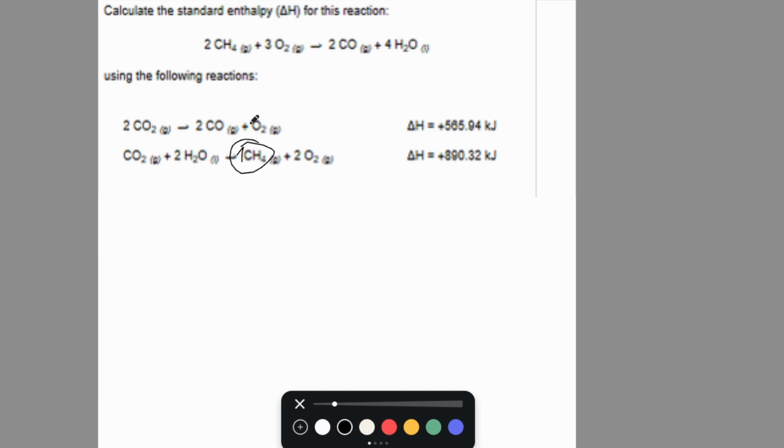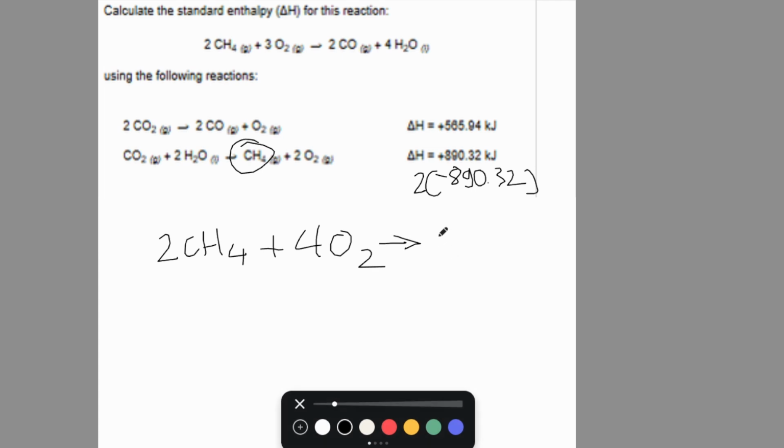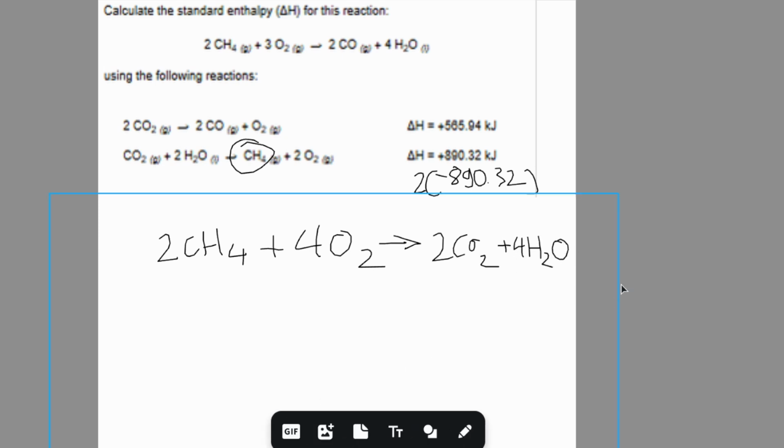Down here you only have 1, up here you have 2, so let's just times all of this by 2. But also CH4 is supposed to be on the reactant side, so you're just going to reverse the sign of the energy. So this should be negative 890.32, and since we're also timing it by 2, we have 2 times 2. So it's 2 CH4 plus 4 O2 equals 2 CO2s and 4 waters. Okay, we got that.